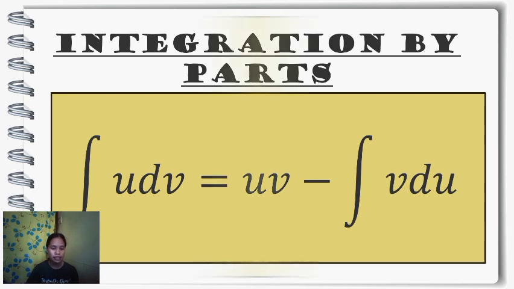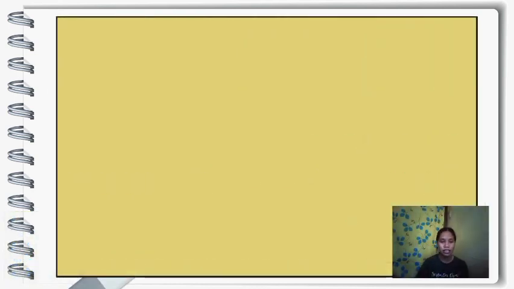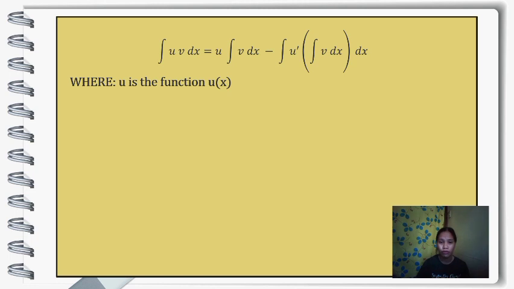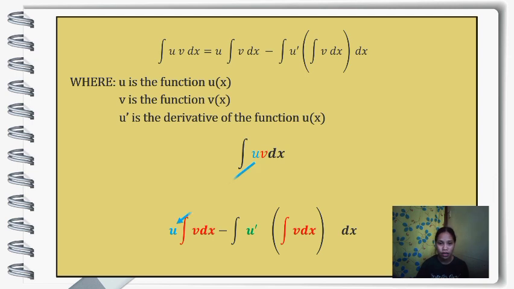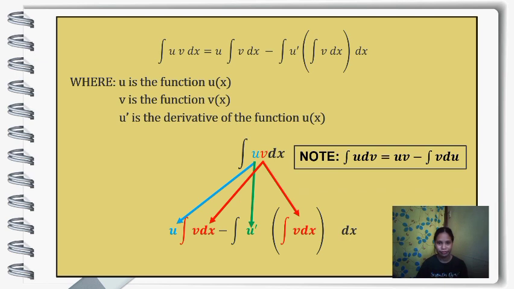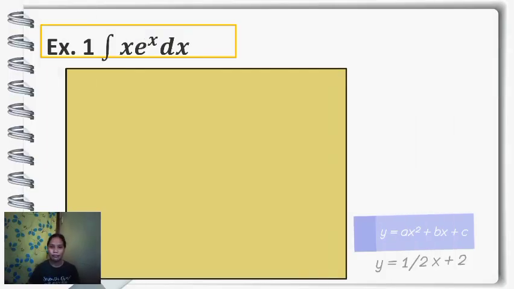To clearly understand, we have an illustration here. This reads as the integral of uv dx equals u times the integral of v dx minus the integral of u prime times the integral of v dx, where u is the function u of x, v is the function v of x, and u prime is the derivative of the function u of x. This diagram shows the rule. So let's have our first example.